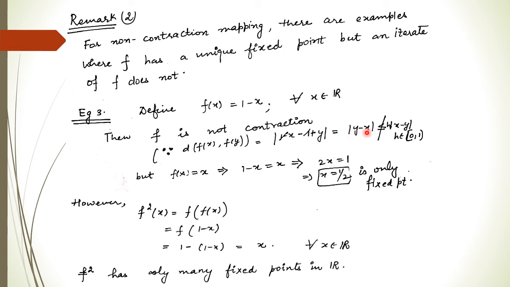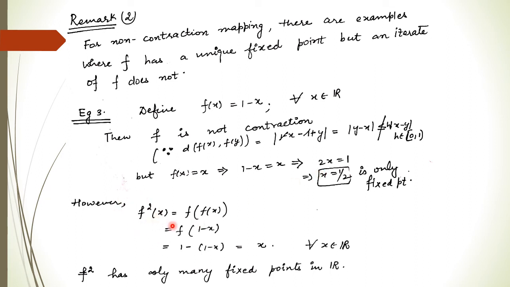So this is |y − x|, and clearly this is not less than or equal to some number h, which is strictly less than 1, times |x − y|. So this implies it is not a contraction. However, the fixed point of such a mapping: f(x) = x implies 1 − x = x. So we get x = 1/2 is the only, unique fixed point of this mapping f. So this mapping f is a non-contraction. However, it attains a unique fixed point.